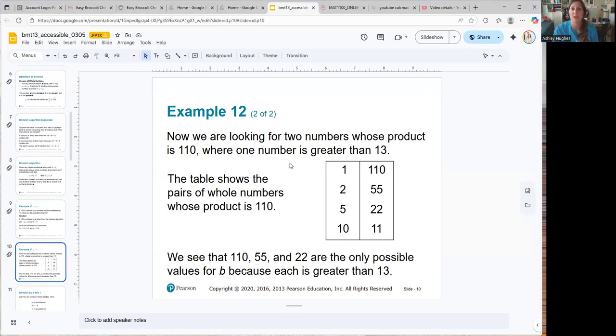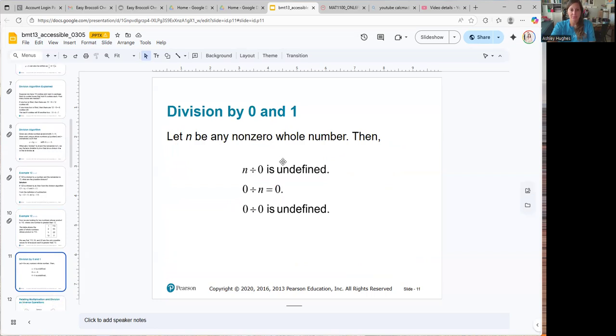And so now we're trying to figure out how can I get 110, right? So we're looking for two numbers whose product is 110, where one number is greater than 13. So far I have 1 times 110. It's even, so that can be 2 times 55. It also ends in 0, which means 5 goes into it, so 5 times 22. And it ends in 0, which means 10 also goes into it. So 110, 55, and 22 are the only possible values of B because each is greater than 13.